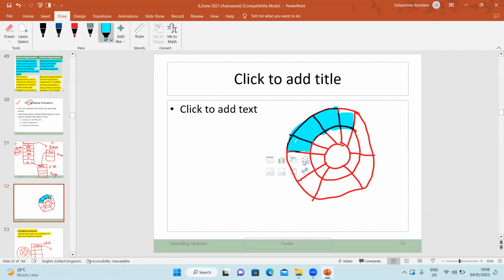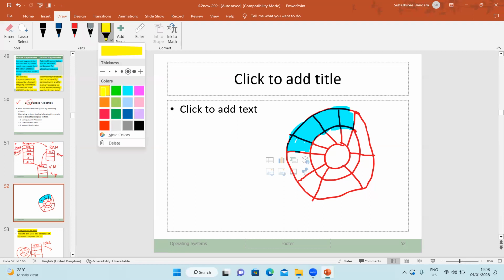So we call it as a cluster. Then I'll take another one, Word document.